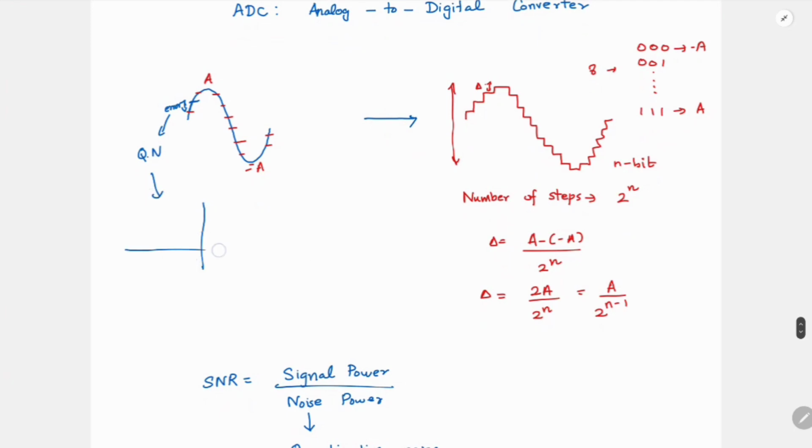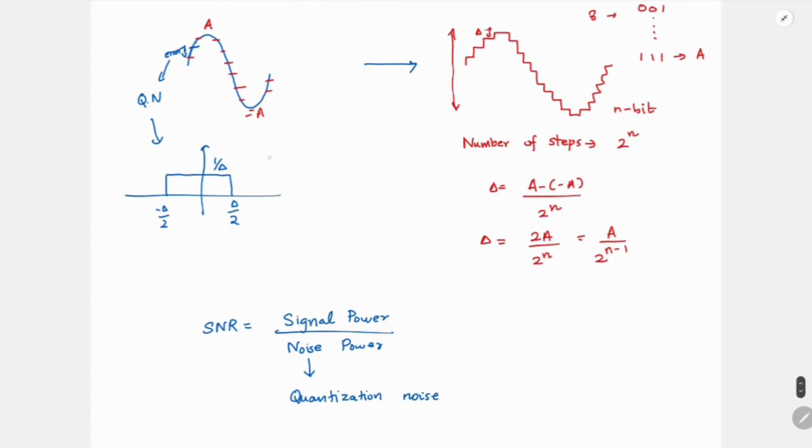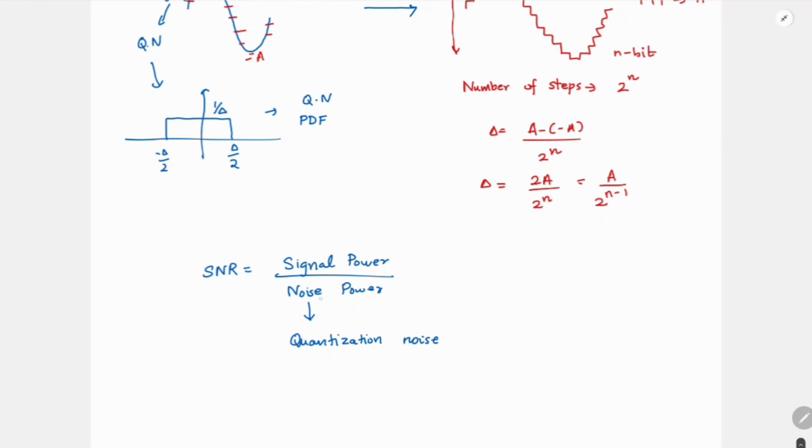And this noise, we say, has a uniform distribution from minus delta by 2 to delta by 2. Why? Because at max it can make only an error of delta by 2, right? Because once you're above that region, it goes off to the next bit. It increments or decrements, right? So this is the distribution. And since it is a uniform distribution, for the probability density integral to be equal to 1, its amplitude should be 1 by delta, okay? So this is the quantization noise probability distribution function. So now we need to calculate signal power and noise power.